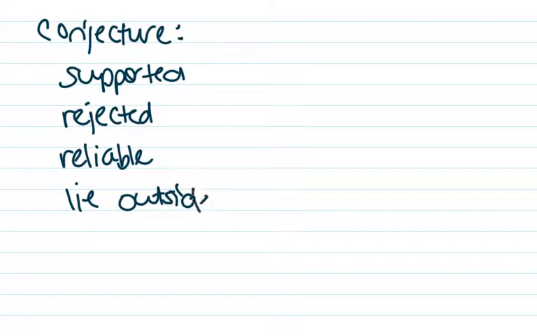Note, the more data collected, the more reliable the conclusions made about the conjecture. So if you only looked at like 2 results, then you wouldn't really know if there was a relationship or not, because that's not very accurate. And then lastly, an outlier is a value that lies outside most of the other values in a set of data.